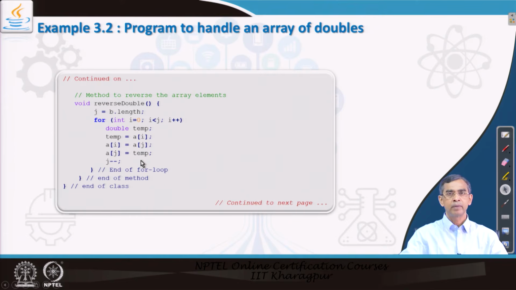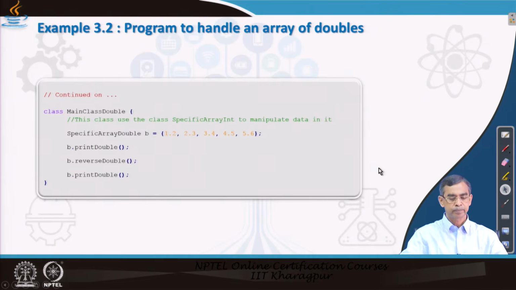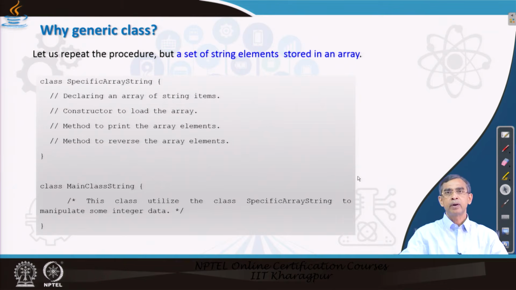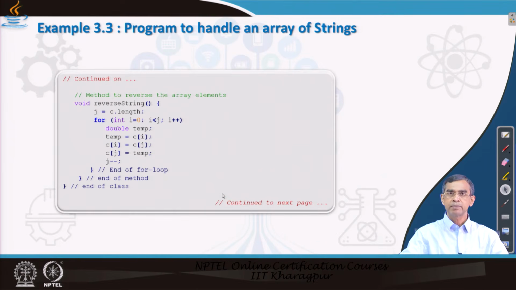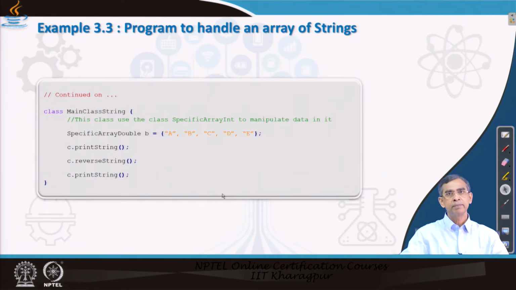The logic is the same, the program is the same, only the data type has changed, and we can call this array of floating point values and then run it. This is the program, but for floating point values. Again, if we want to repeat it for arrays of string, then it is the same structure of code, the same reverse method, and then a similar execution of the method using a driver class here.